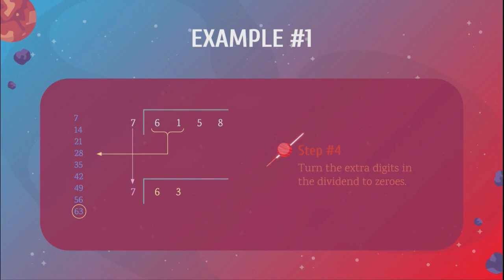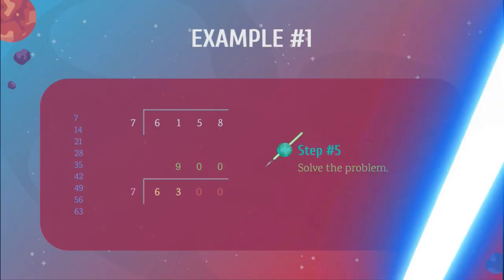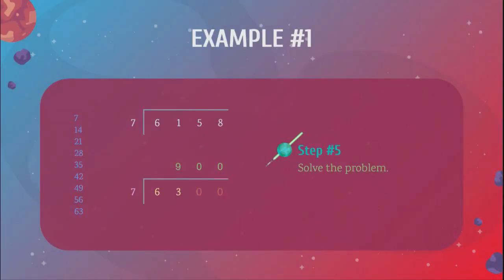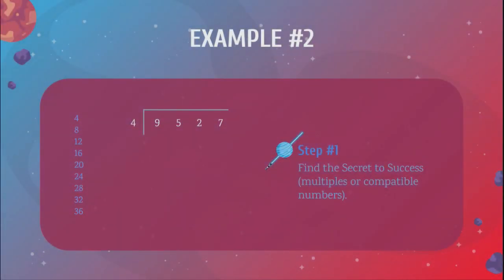Step 4, we're going to turn any extra digits in the dividend to 0. You can see here that the 5 and the 8, we've not done anything with those. So we're just going to turn them into zeros. You have a 4-digit dividend, you still have a 4-digit dividend. Now we're going to solve the problem. 63 divided by 7 is 9. You can count down on your secret to success to find 9. And then the 2 zeros, 7 doesn't go into 0. 0 is not divisible by 7, so 0 times. We'll just bring those up. 900 is our answer.